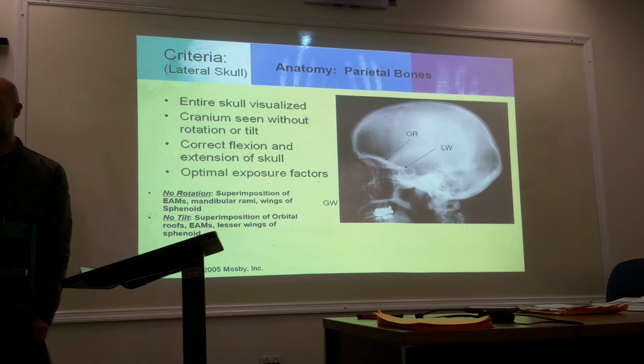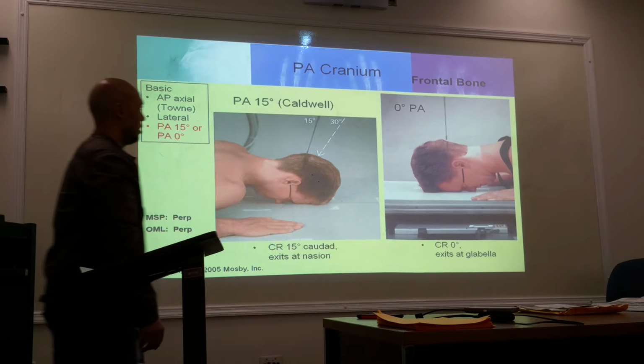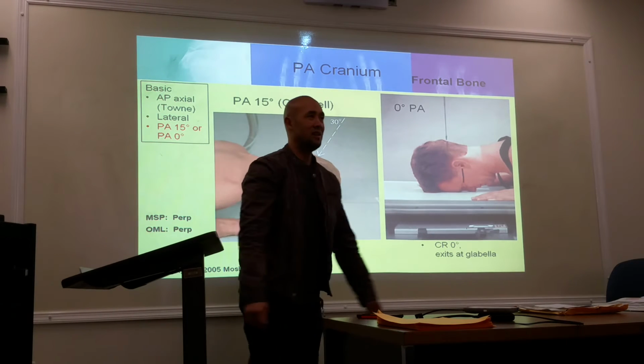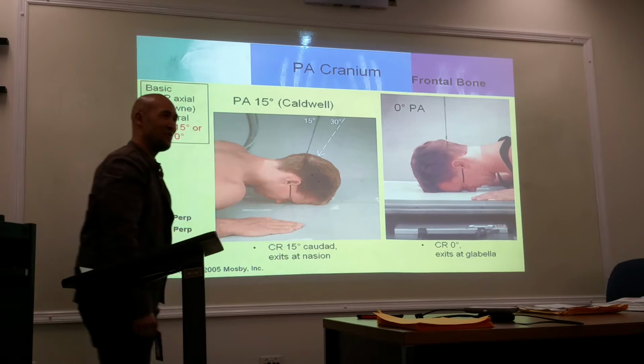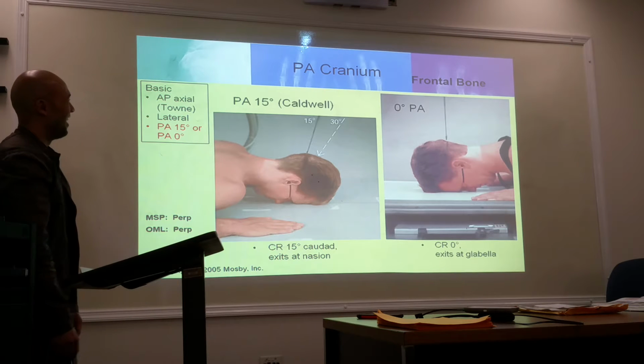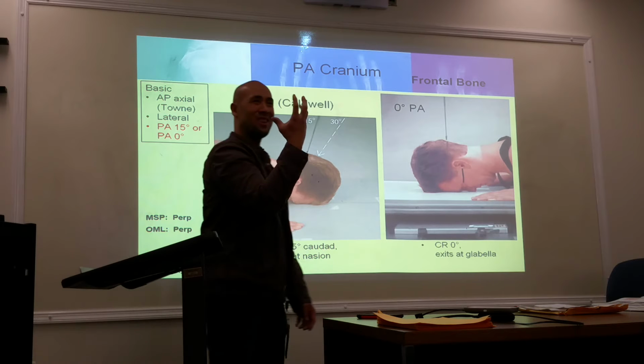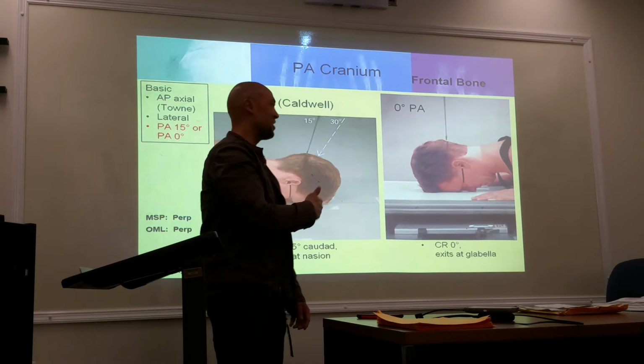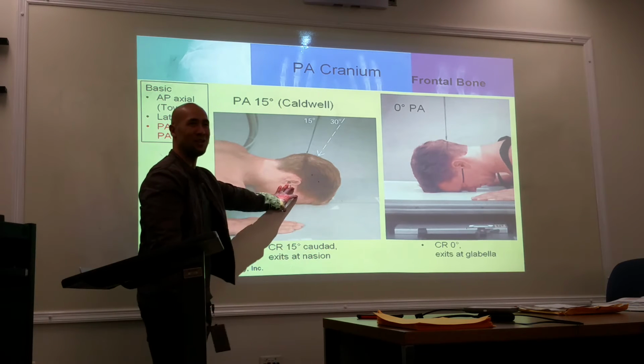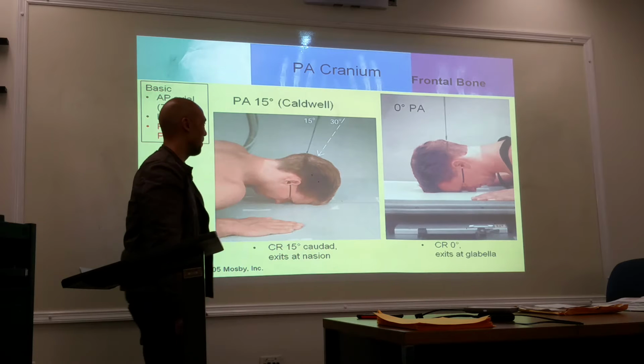All right. So lateral skull is for the parietal bones. What do you think this is for? Frontal bones. That's how I feel. All right. So again, put the anatomy of interest closest to the image receptor. So here we're looking at the frontal bone.